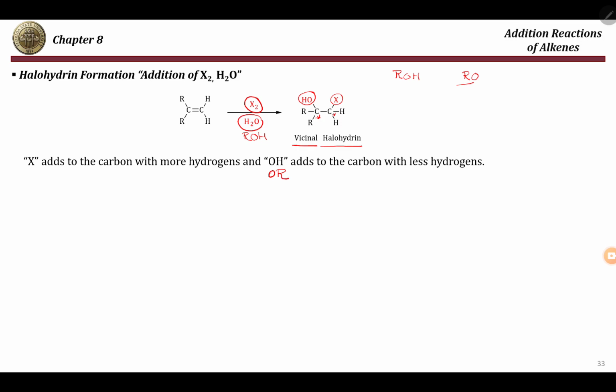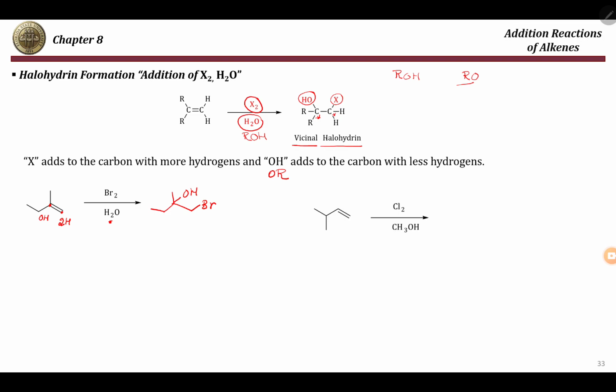with less hydrogens. For example, in this reaction here, we are adding Br2 and H2O. This carbon here has two hydrogens. This one here has zero hydrogens. So based on what we just discussed, X will be added to the carbon with more hydrogens, so that's why Br will be added to this carbon here. And of course, you remove one hydrogen from the oxygen, so you are left with OH, and OH will be added to this carbon. So this is how we complete the reaction.